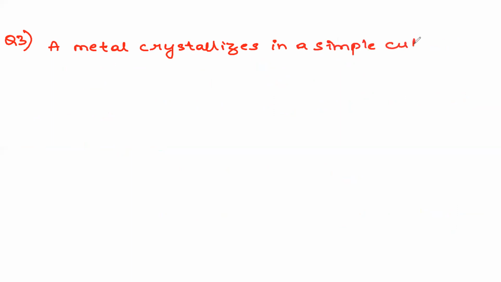A metal crystallizes in a simple cubic unit cell. A metal crystallizes. These questions you also note down and do practice in your classwork when you are listening to this video. A metal crystallizes in a simple cubic unit cell of edge length 6.22 angstroms.